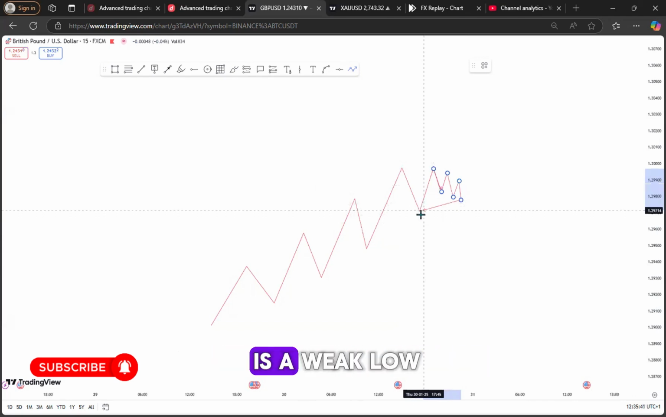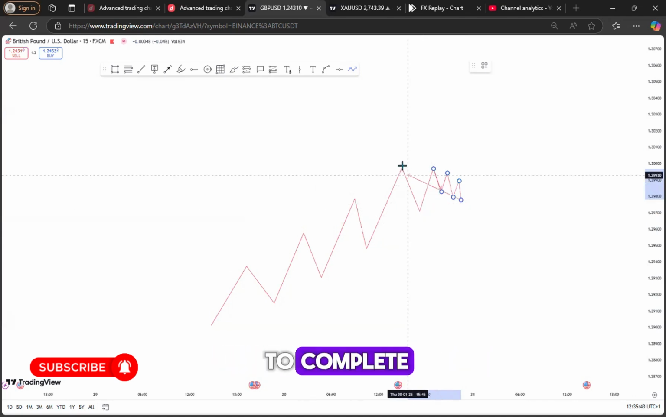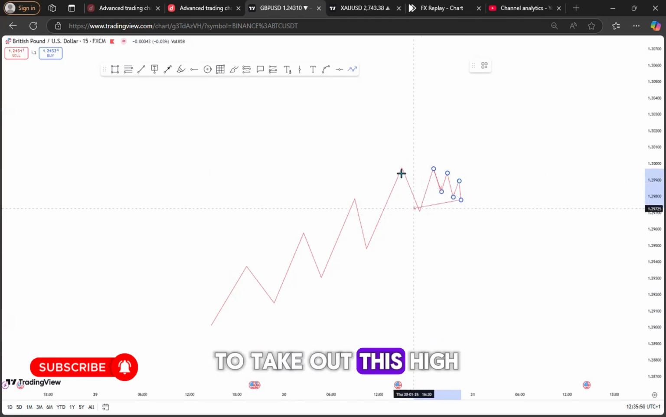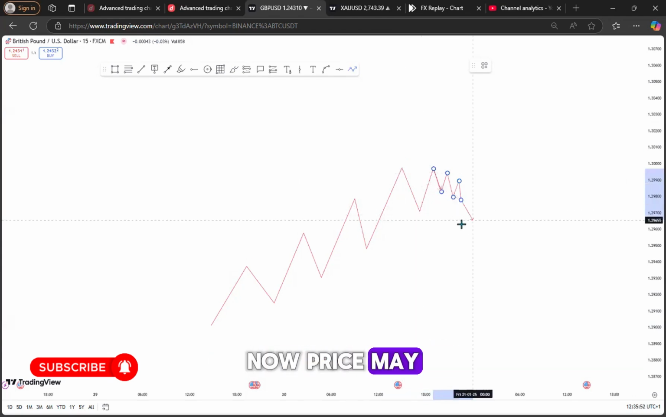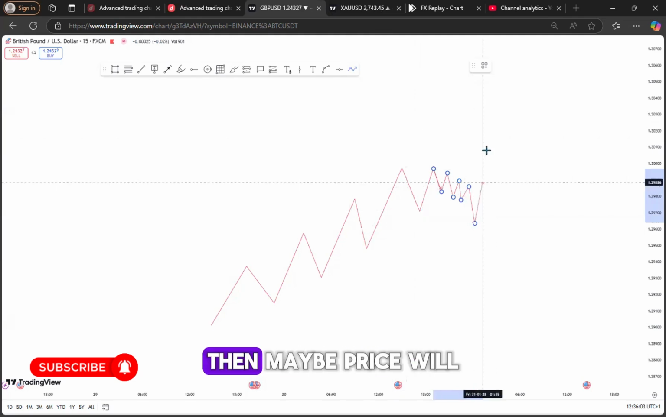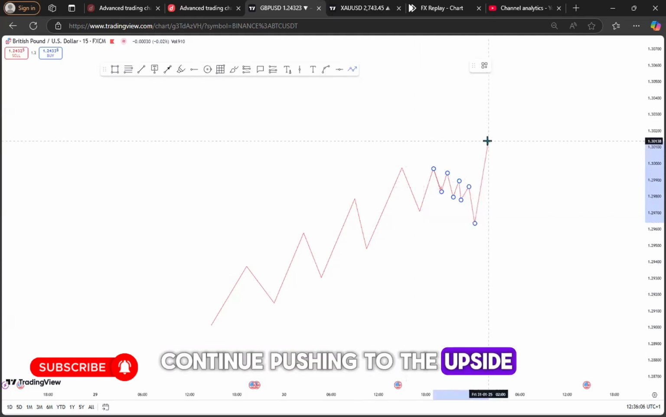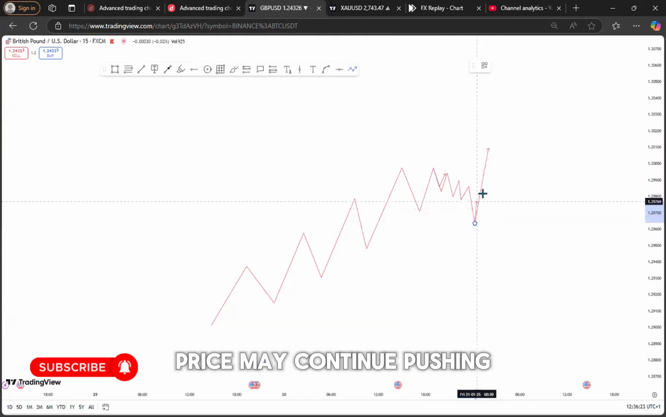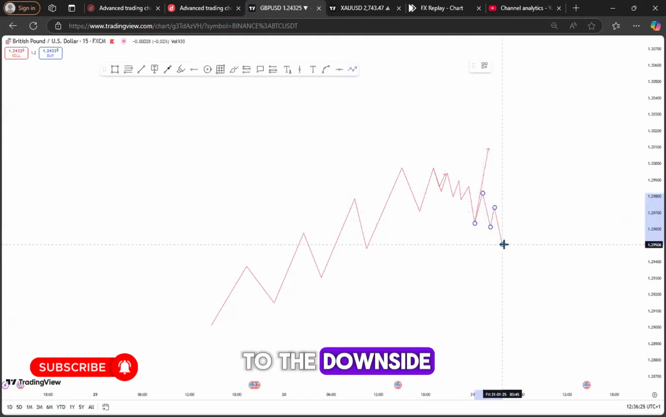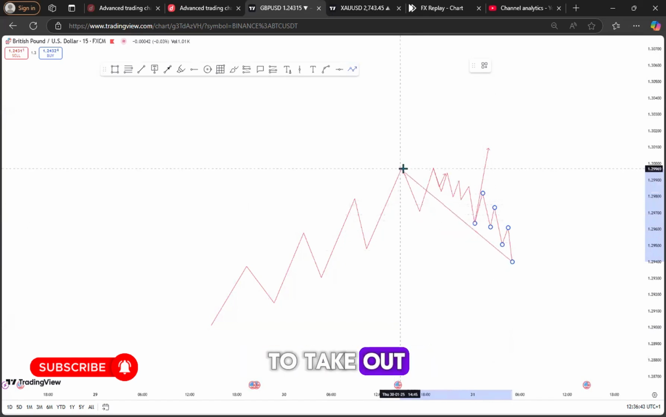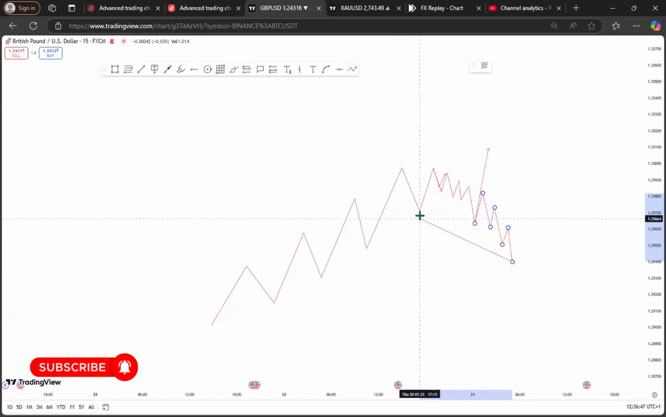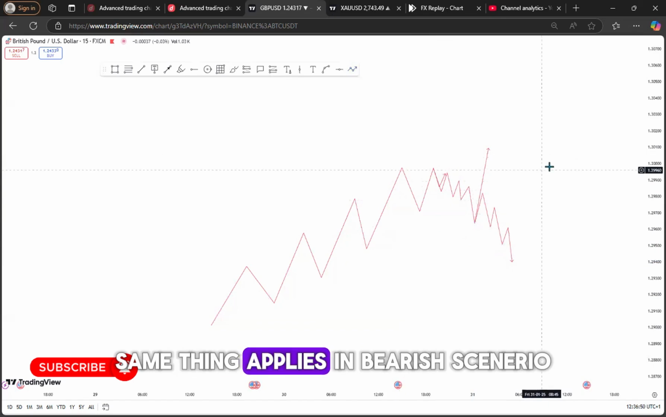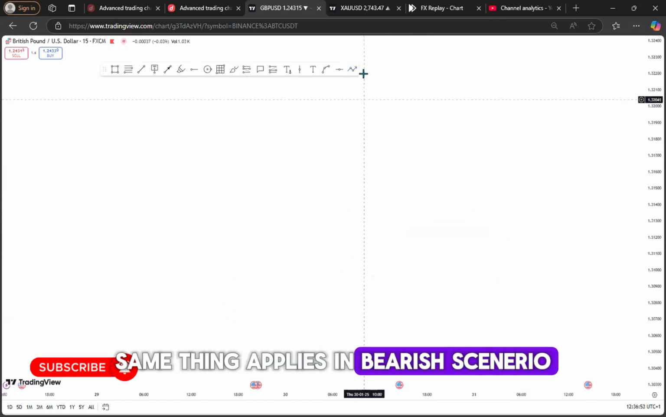The reason why this is a weak low is because it fails to complete its objective, which is to take out this high. Now, price may come take out this low, then maybe price will continue pushing to the upside from there, or after price takes out this low, price may continue pushing to the downside. A low that fails to take out a high is regarded as a weak low. Same thing applies to the bearish scenario.